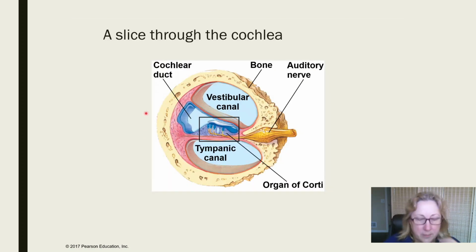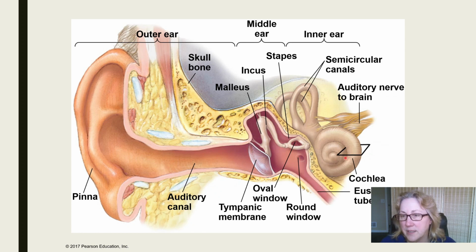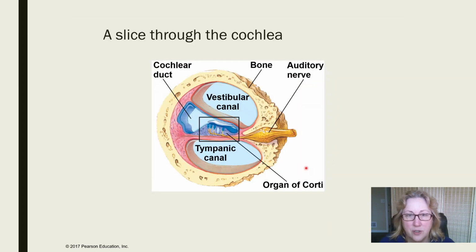And this is a little, let me go back here. So see this little square here? We're going to take a slice through the cochlea. It's coiled up, but I'll show you some images of it more stretched out so that we can kind of see the structures in there.